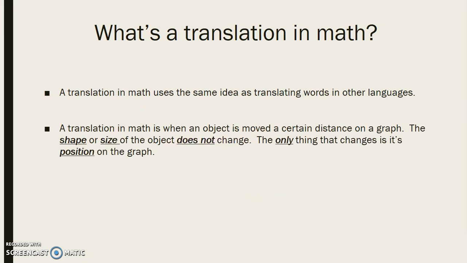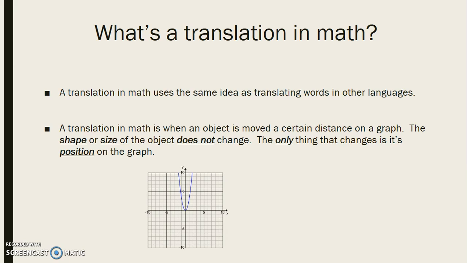And that's the same thing when we translate in math. A translation in math uses the same idea as translating words in other languages. This translation in math is when an object is moved a certain distance on a graph. When we do that, the shape and the size of the object doesn't change. The only thing that changes is its position on the graph. So let's demonstrate this. Here you'll notice that I took the basic graph of a parabola and I translated it by moving it along the x-axis.